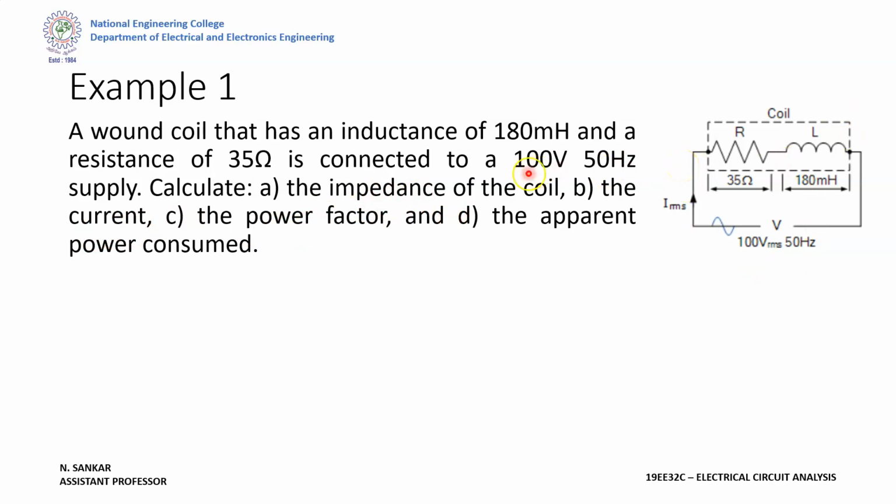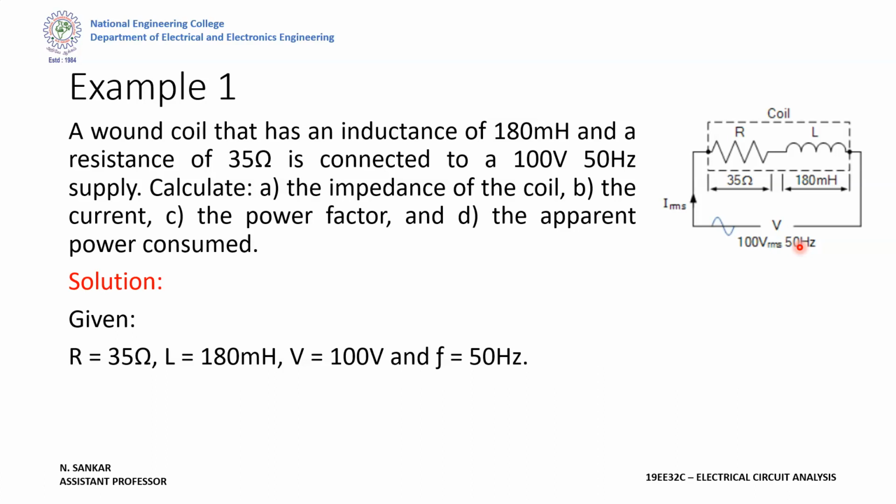Here they don't say this is an AC circuit or AC power supply; they have simply given 50 Hz. So 50 Hz represents the frequency of your AC waveform. The data are: resistance 35 ohm, inductor 180 millihenry, voltage 100 volt RMS, and frequency 50 Hz.